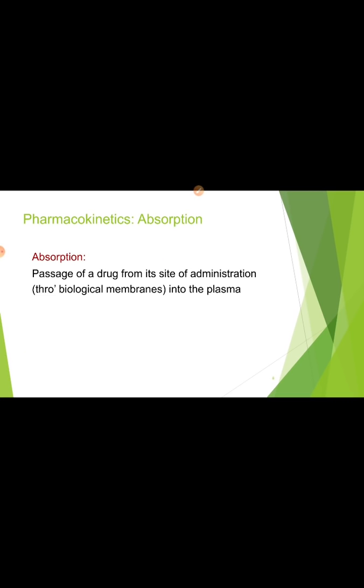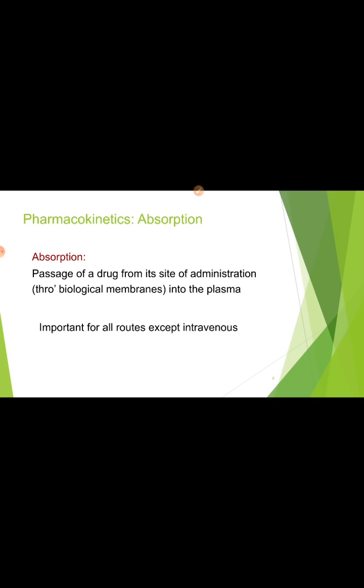Now, after understanding what the transfer of drug across the cell membrane is, we will go directly on to our topic, that is absorption. What is absorption? A passage of a drug from its site of administration through biological membranes into the plasma. I'll again repeat, passage of a drug from its site of administration. Site of administration means you have studied different routes of administration. So, by which route, where the drug has been given, what site it has been given through. So, the passage of drug from that particular site into the plasma through biological membranes is called absorption.